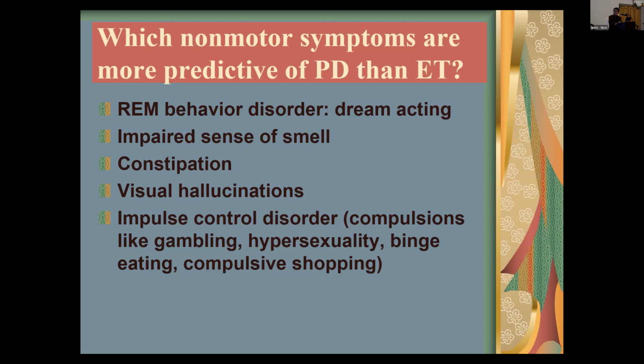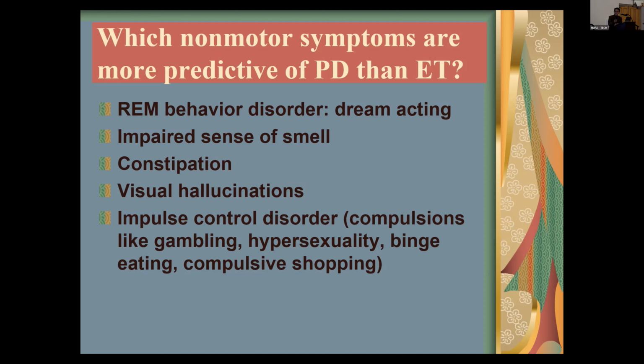So if you have essential tremor, and then you develop some non-motor symptoms, which of these non-motor symptoms is predictive of possible Parkinson's, or that you're on the road towards developing Parkinson's down the road? There are a few that are very important and highly associated with premotor or motor stage Parkinson's. Number 1 is REM behavior disorder, or dream acting. At night, they thrash around, they kick, they punch, they yell, they have nightmares, they sleepwalk.